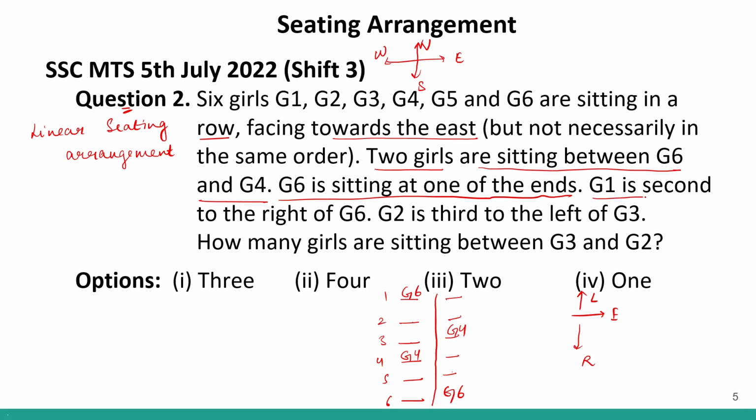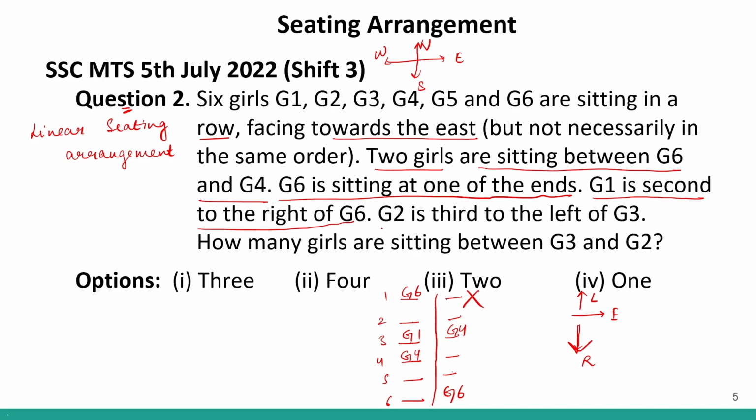Now it is given to us that G1 is second to the right of G6. Second to the right means this direction towards the south. Correct? So G1 is second to the right of G6. So G1 will be over here in the first possibility. In the second possibility, we cannot go further right from G6 because it is already at the end. Therefore, this possibility is not true. So we will continue with the first possibility.